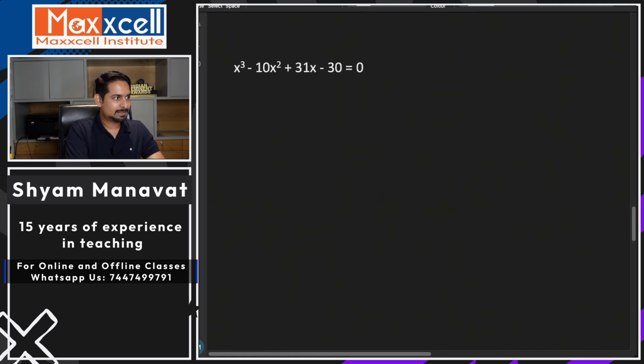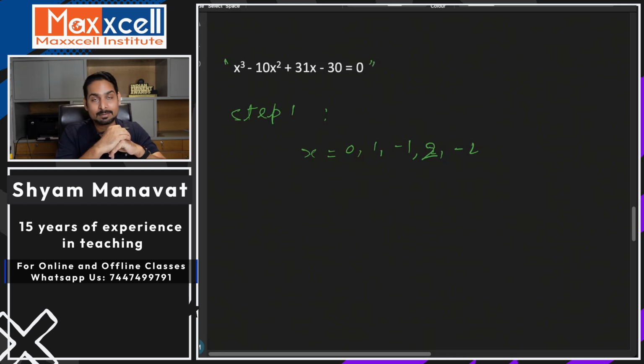So this is a concept builder video. We are learning how to solve an equation having maximum power 3. Step number 1: substitute some random values of x, like 0, 1, minus 1, 2, minus 2. You can substitute random values of x, but what I do is I look at the equation carefully and then decide what to substitute.